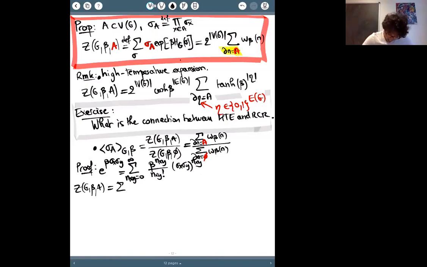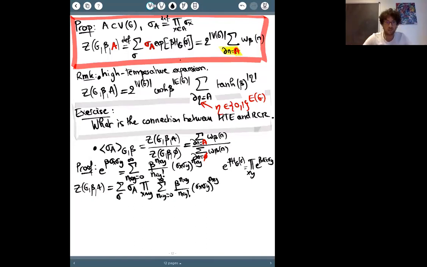and I write it using this Taylor expansion, the e to the minus beta H, G of sigma, this is a product over edges of e to the beta sigma x sigma y. So I can expand all of these terms using the Taylor expansion, and I end up with a sum over sigma of sigma A times the product over edges of the sum for n_xy equals 0 to infinity of beta^n_xy over n_xy factorial sigma x sigma y to the n_xy. Okay, up to now I just expanded.